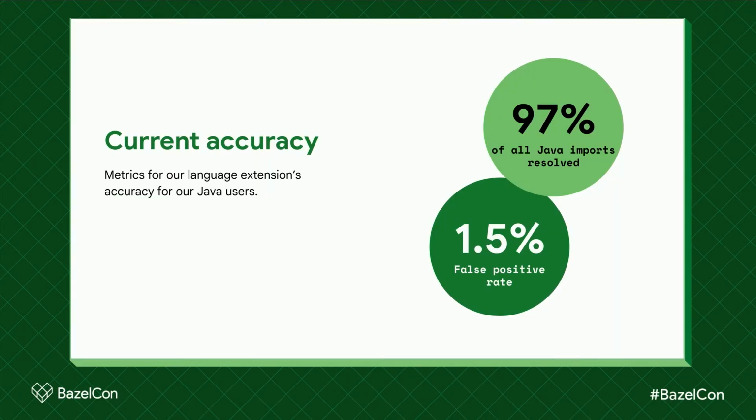Going back to the metrics, let's talk about how accurate it is. This is pretty new, so these numbers aren't as good as they will be, and actually they're out of date. Currently, we're a little bit better than this now, but 97% of all of the imports in our gigantic monorepo can be resolved by this within like a second.